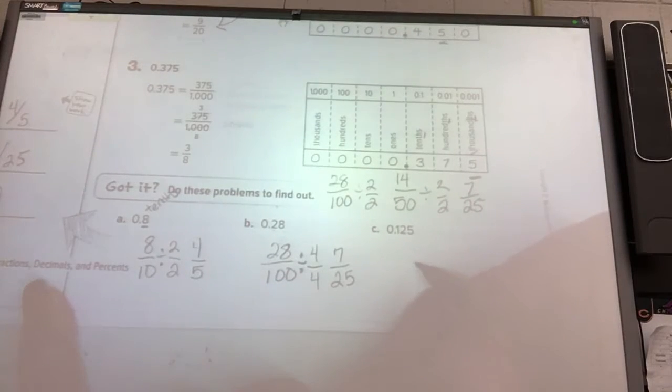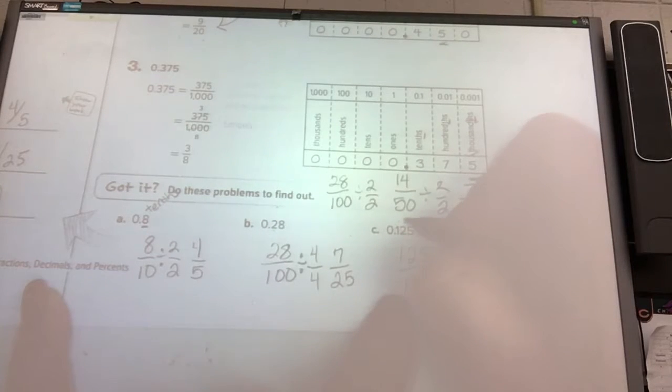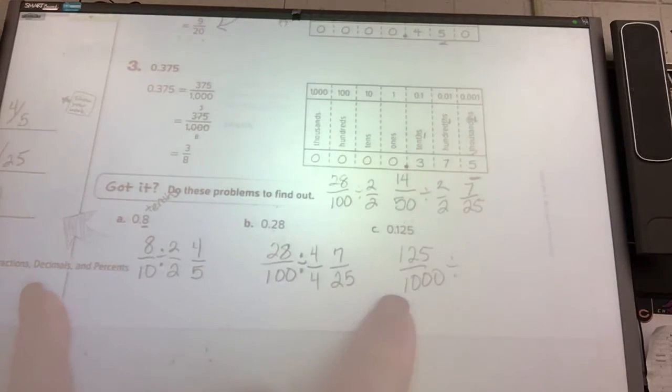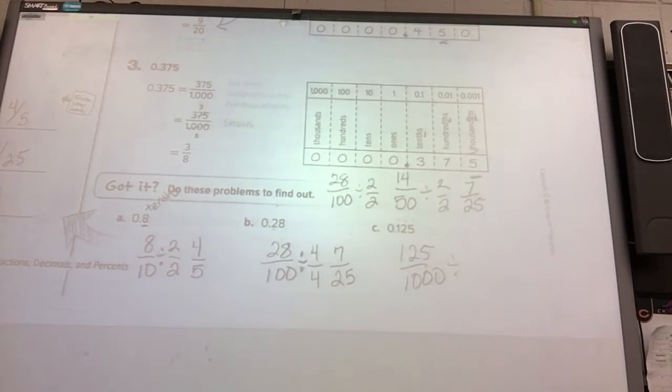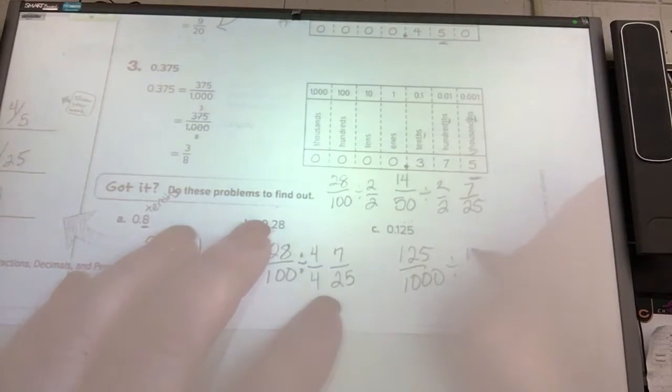Our last one, 125 should be over 1,000. 125 over 1,000, because it's tenths, hundredths, thousandths. I'm going to divide by, I think 125 can go in there. And it can, 5 times. Divided by 125, and I would get 1 and 5.